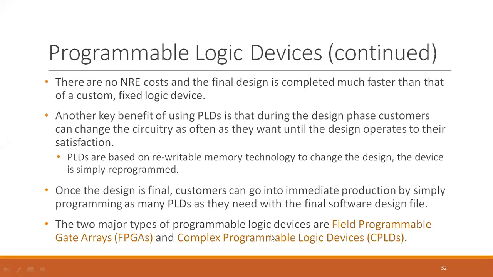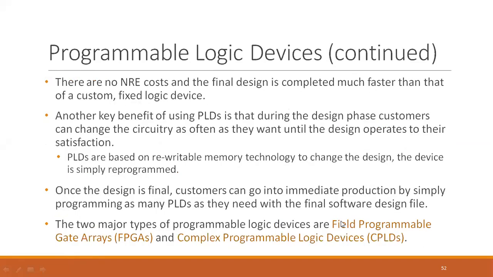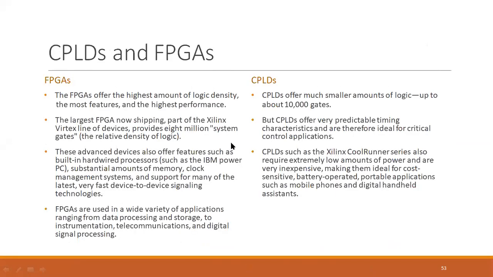The two major types of programmable logic devices are field programmable gate arrays, that is FPGAs, and the complex programmable logic devices, CPLDs. Logic devices are basically classified into fixed and programmable. The programmable logic devices, PLDs, are again classified into field programmable gate arrays as well as complex programmable logic devices. Let us look at the difference between these two. What is the difference between CPLDs and FPGAs?